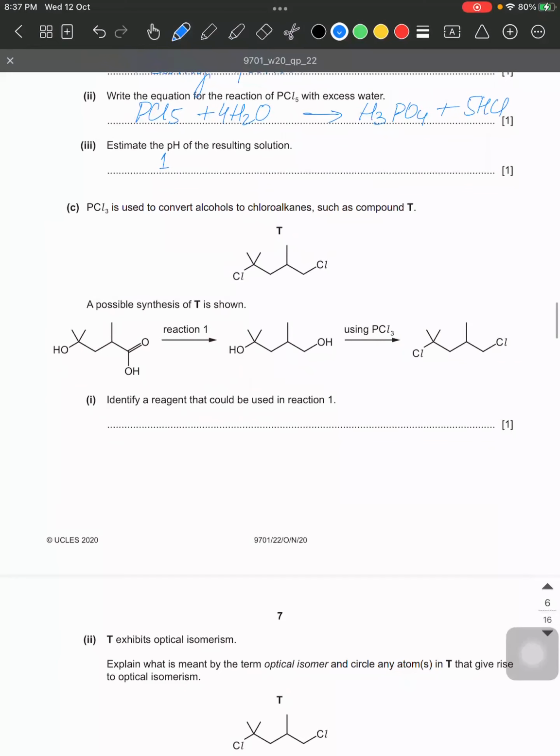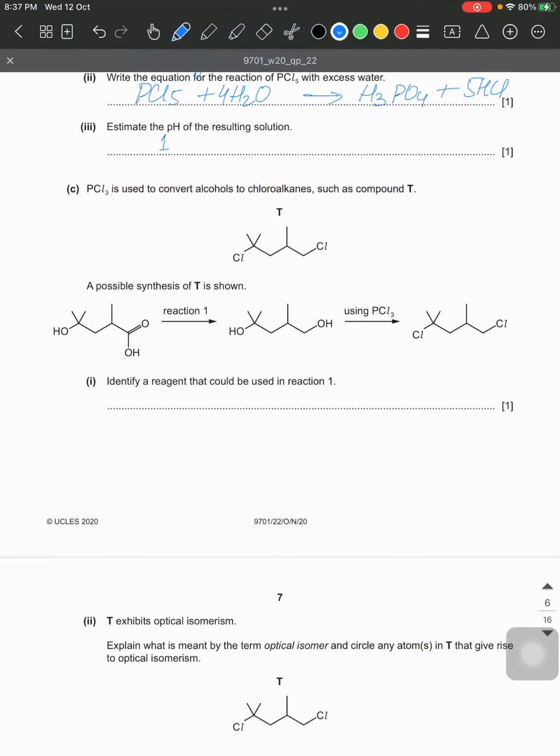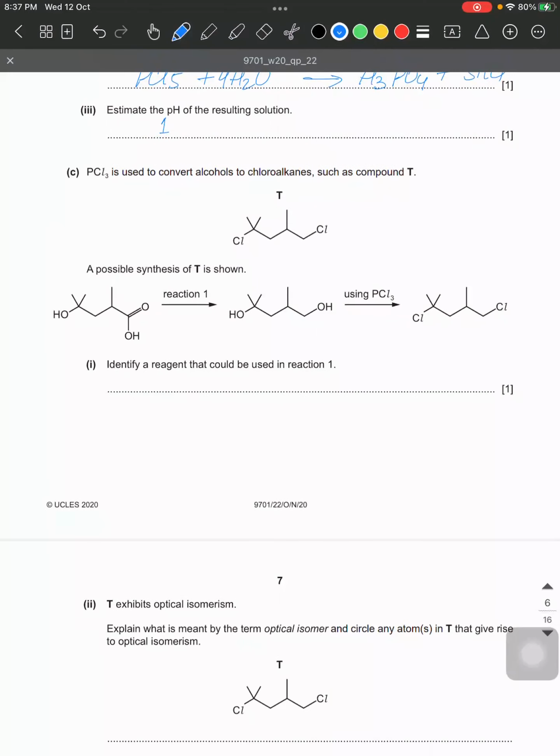Then in part C, PCl3 is used to convert alcohol to chloroalkane, such as compound T. You can see over here. They are asking to identify a reagent that could be used in reaction 1. What is reaction 1? Just look over here. In reaction 1, this is completely the same. There is no change, right? This is completely the same. There is no change, right?